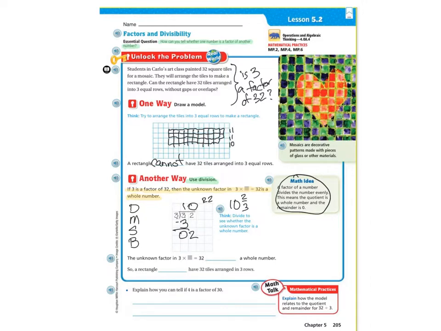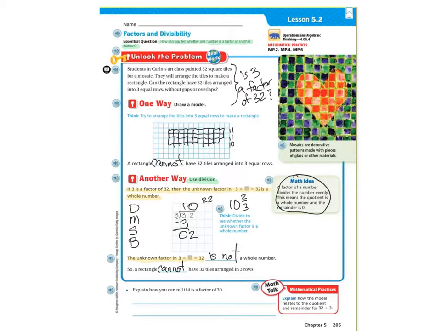Okay, so now we have to go back to here. The unknown factor, and let's switch back to here. The unknown factor in 3 times what equals 32. Is it or is it not a whole number? I'm going to say it is not. So a rectangle can or cannot have 32 tiles arranged in 3 rows. Well, it cannot. We cannot do it because 3 is not a factor of 32.